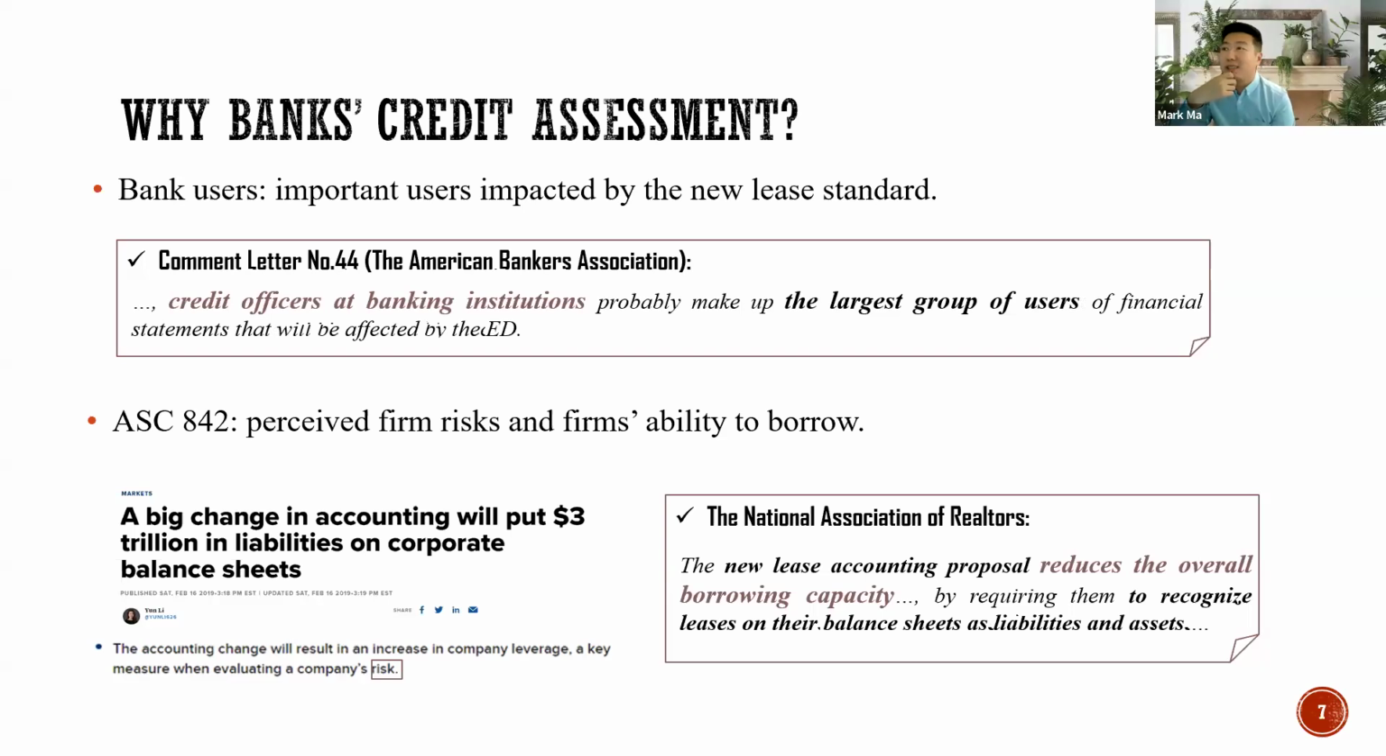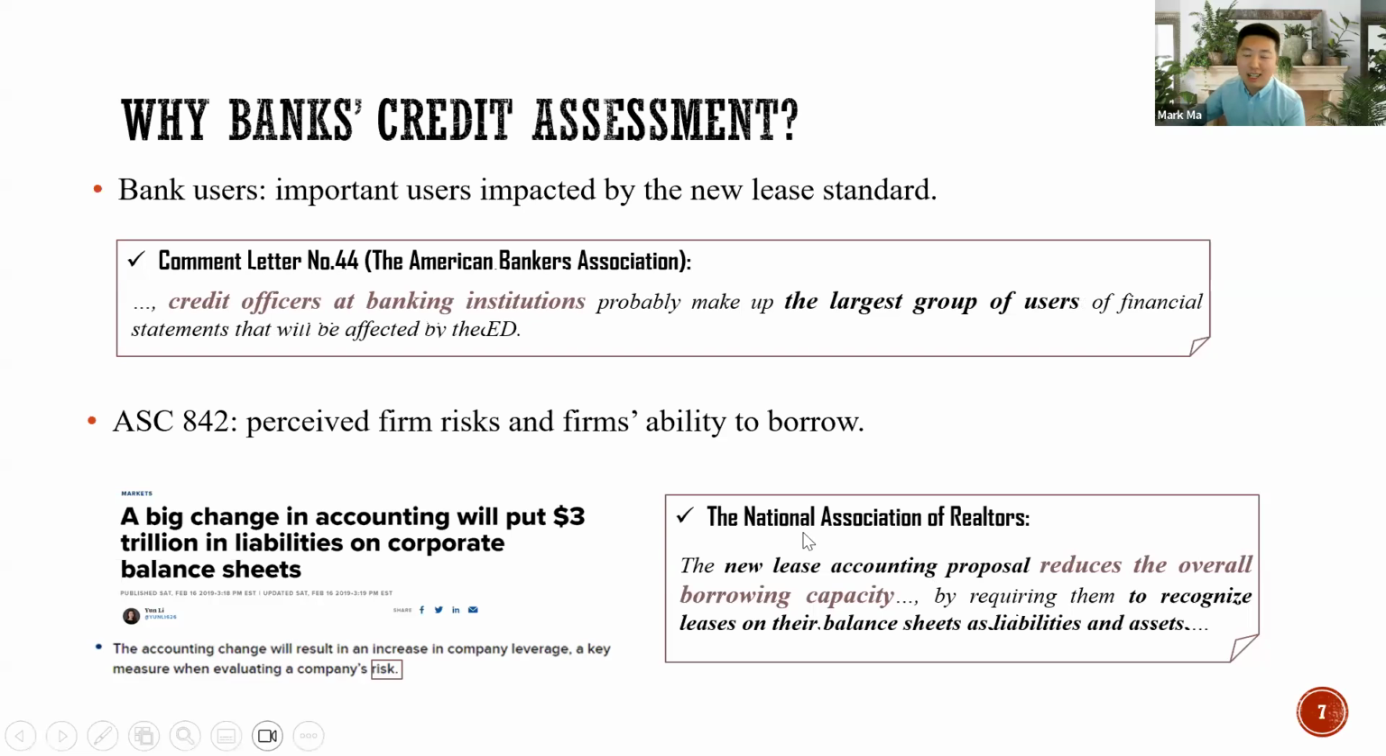Yes, that's something we will think about. Thank you for the comments. And actually, if you look at this other comment letter by the National Association of Realtors, it says that the new lease accounting proposal reduced the overall borrowing capacity. I think here they are actually talking about the capacity to borrow new loans, right? To get new loan approvals.